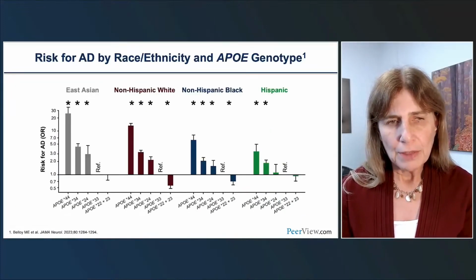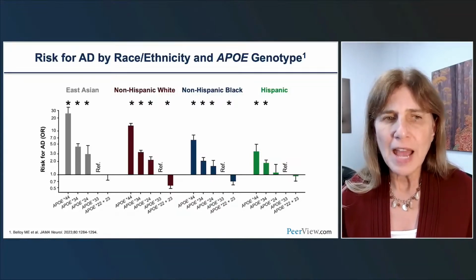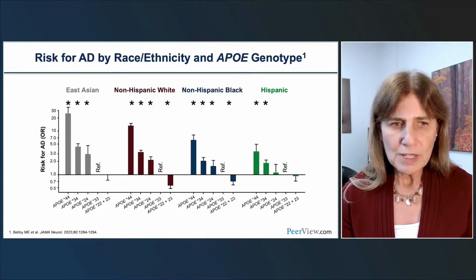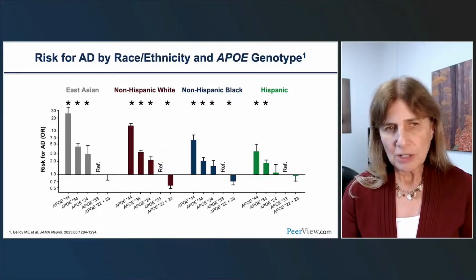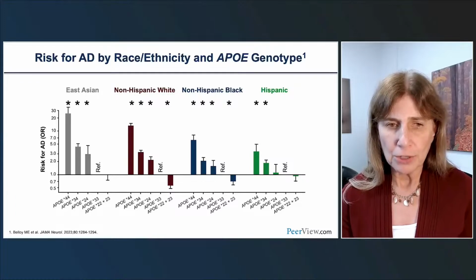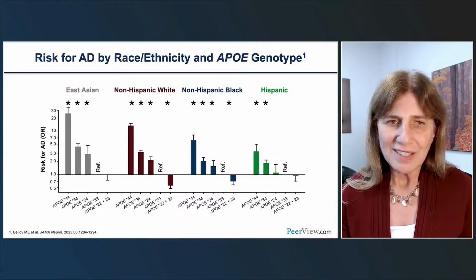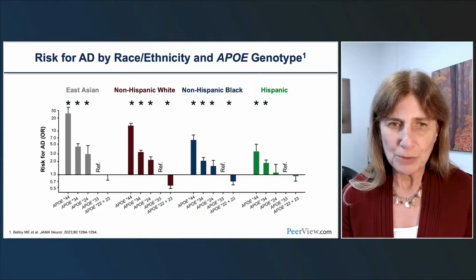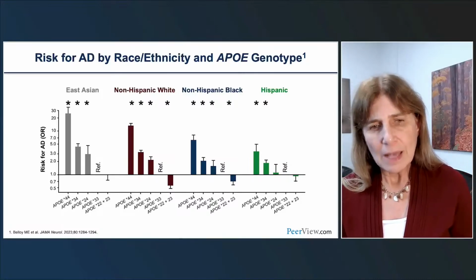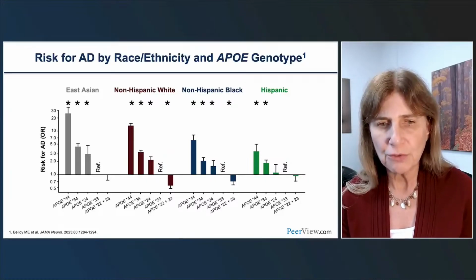It's worth noting that there is a difference in how ApoE genotypes act, considering race and ethnicity. And the greatest risk of the ApoE4 allele with respect to Alzheimer's disease is in East Asian and non-Hispanic white populations. And the greatest protective value of the ApoE2 allele is actually in the Caucasian population. When we look at non-Hispanic Blacks and Hispanics, we see some impact of the ApoE4 allele, but not as strong in terms of conferring risk for Alzheimer's disease.